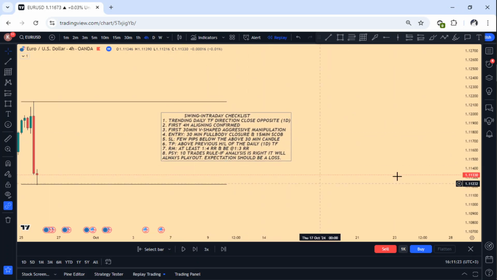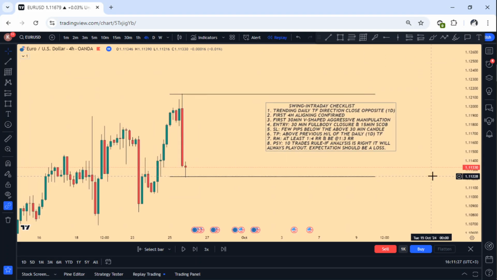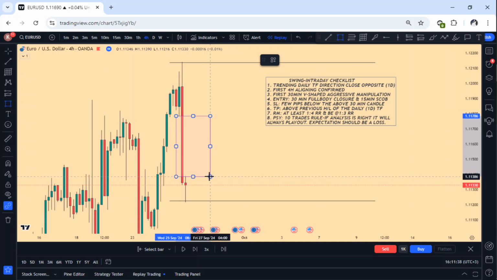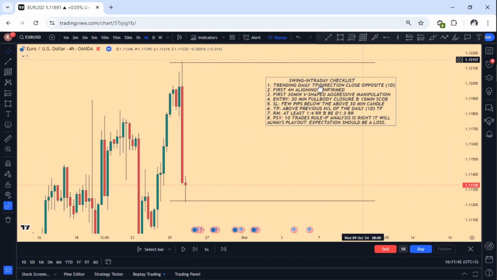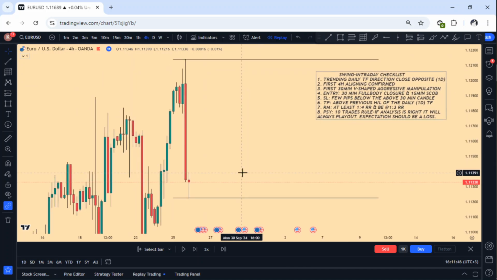Now if you incorporate other SMC reasonings, which I've already incorporated here, you will say, for example, there's an imbalance here that needs to be filled. By the way, I'm just incorporating this for people who will start reasoning with me. There is an imbalance here that needs to be filled for the ICT and the SMC people, and that is why it is very logical to take an opposite trade.